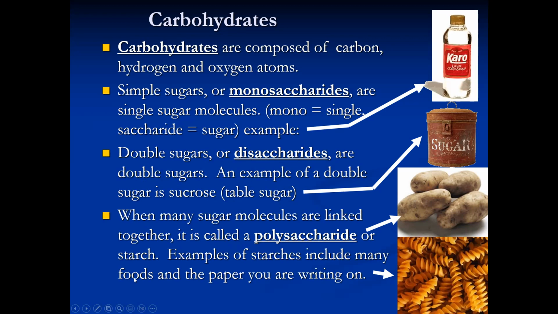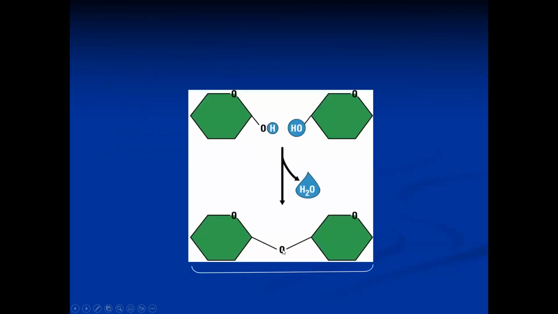Examples of starches include many of the foods we eat. Even the paper that you're writing on, if you printed out your notes, is made out of starch. That's called cellulose. We'll talk about that in just a moment. So potatoes, interestingly, are made of pure sugar. That's a whole bunch of glucose molecules hooked together. Starch, pasta, all sugar. But we are going to be talking about why potatoes and pasta are better for you than simple sugars or disaccharides in a bit.